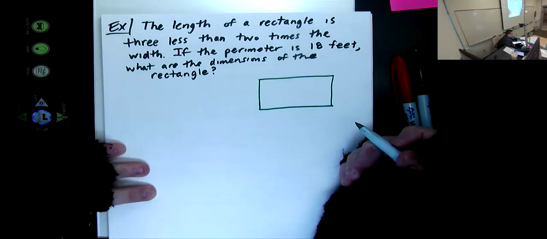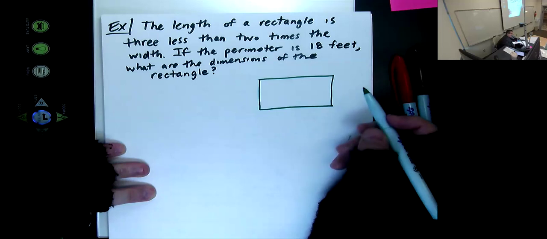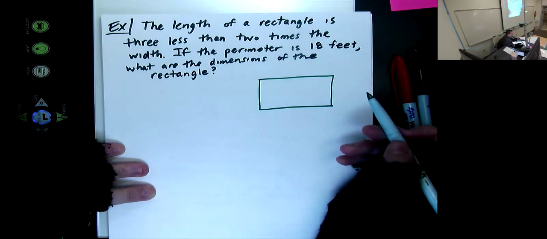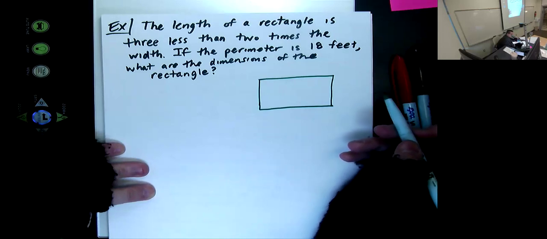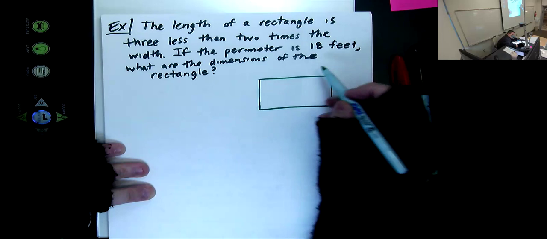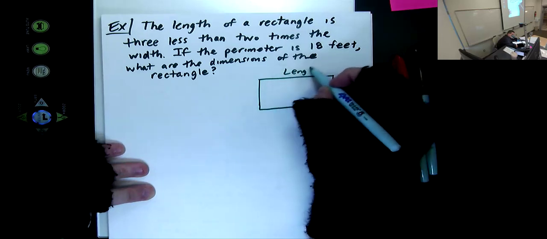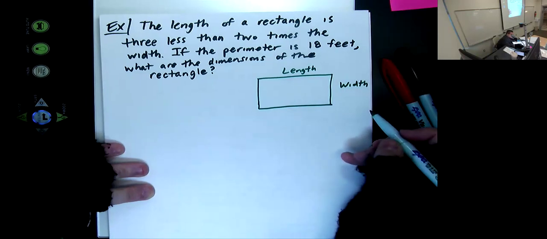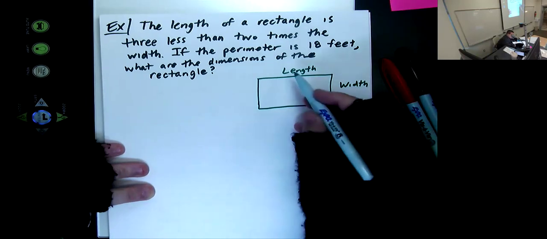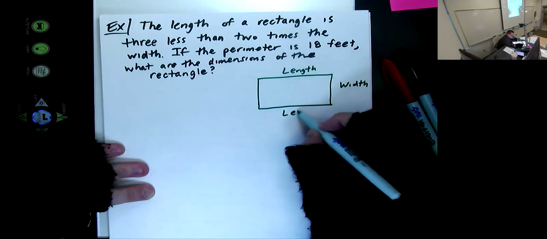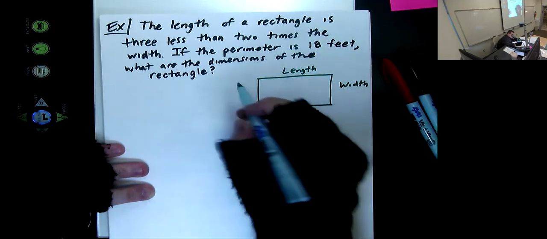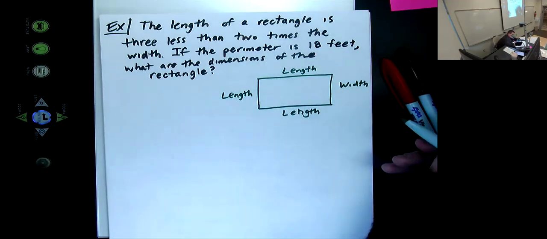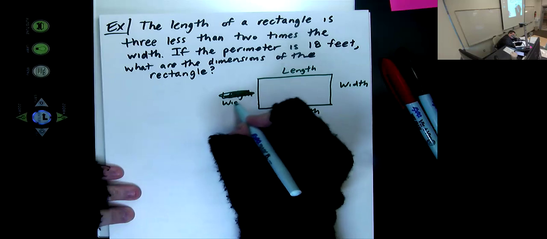It's a square, but the sides aren't all equal. Opposite sides are equal. I'm sure you all know what a rectangle is. You don't need the Jeopardy answer for a rectangle. But if I call this the length, then that's the width. And opposite sides are equal, which makes this the length, and that the length. Oh, width. Already messing up.